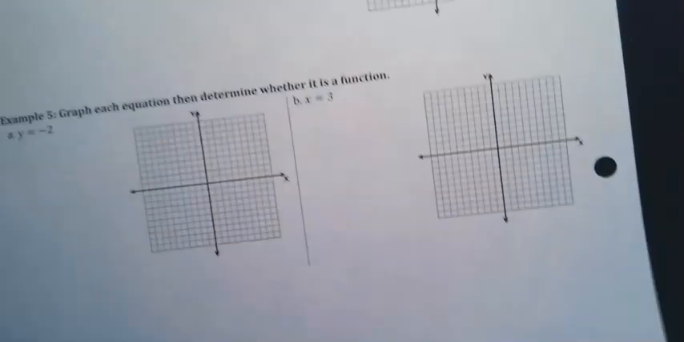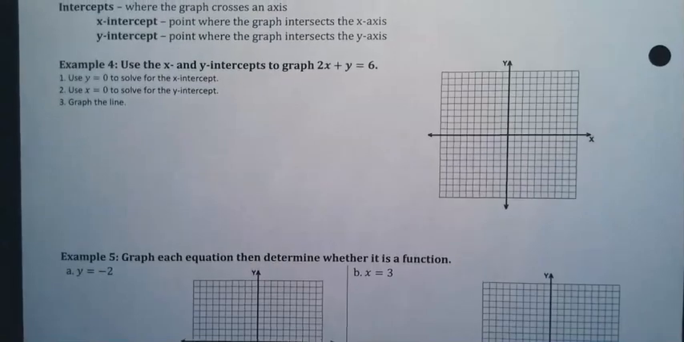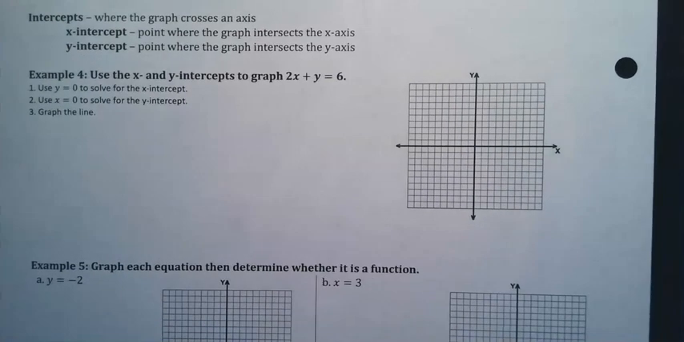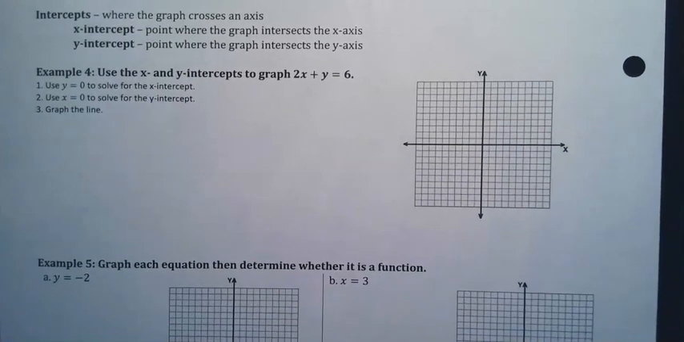All right, on to the back. All right, so again, we're reviewing all things middle school related about graphing. Okay, intercepts are where the graph crosses an axis. The x-intercept is the point where the graph intersects the x-axis. Remember, this is your x. So if I graph a line here, it crosses my x-axis right there.